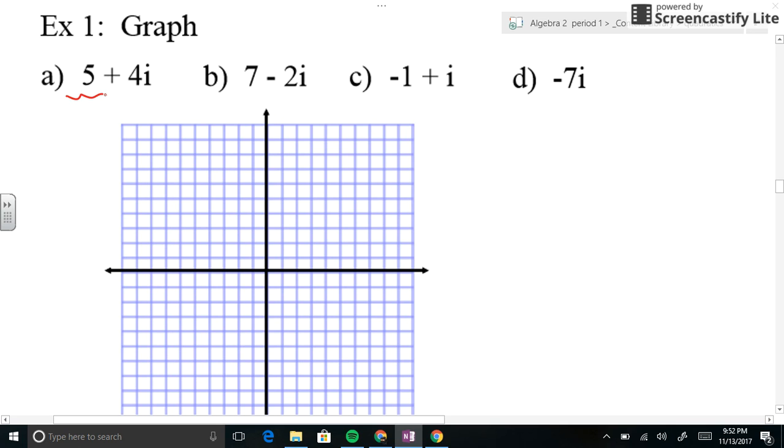So we get 5 plus 4i. So 5 is a real part, so we would go right 5. 4i is the imaginary part, so we would go up 4. So right 5, 1, 2, 3, 4, 5, up 1, 2, 3, 4. Put a dot, and that would be the point A.